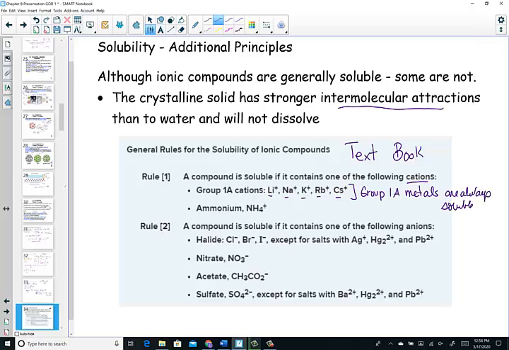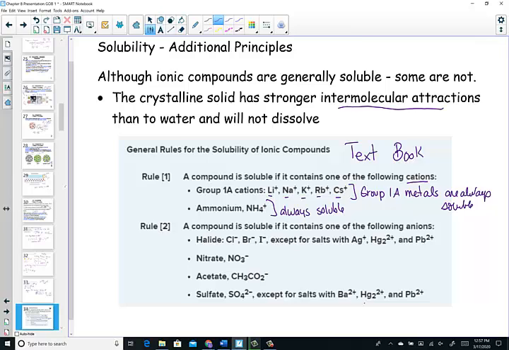So if the first name of a salt starts with a first family metal, it's always soluble. And the same is true for the polyatomic ion ammonium. It is always soluble. So if you see a first name in a salt from a first family metal or with the polyatomic ion ammonium, you know that salt will be water soluble.